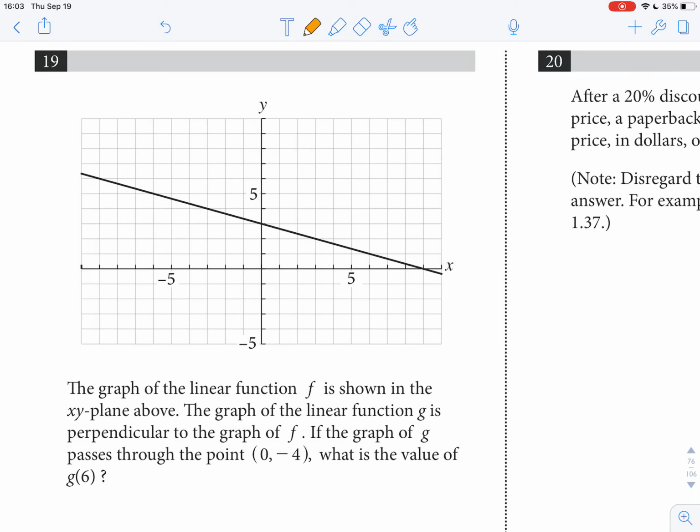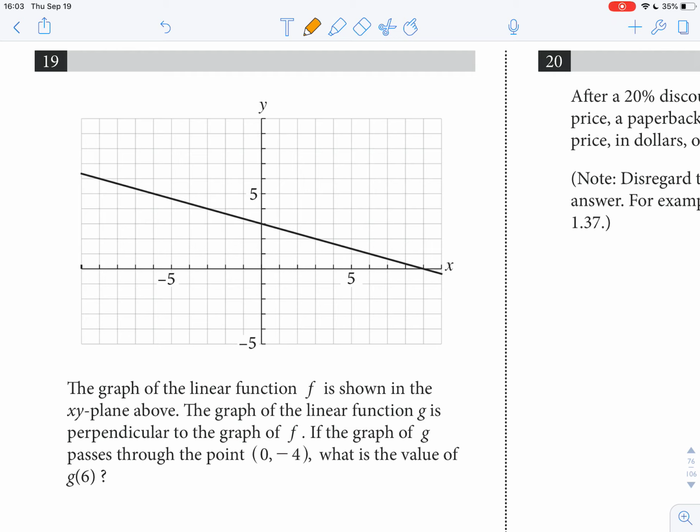Alright, the graph of the linear function f is shown in the xy plane. The graph of the linear function g is perpendicular to the graph of f. If the graph of g passes through (0, -4), what is the value of g(6)?